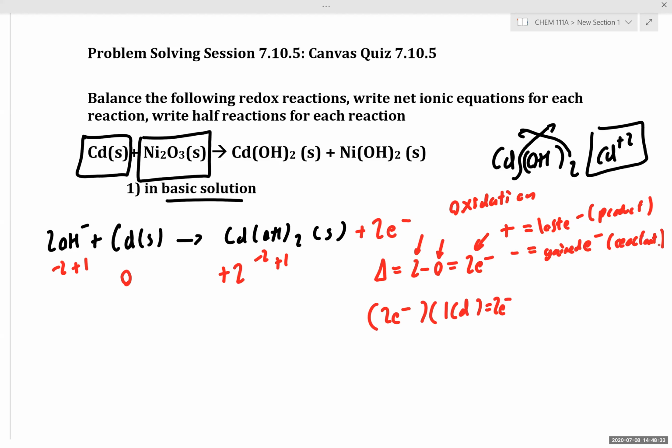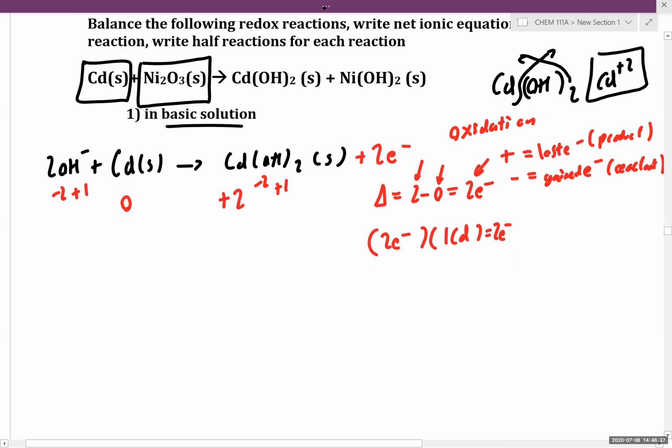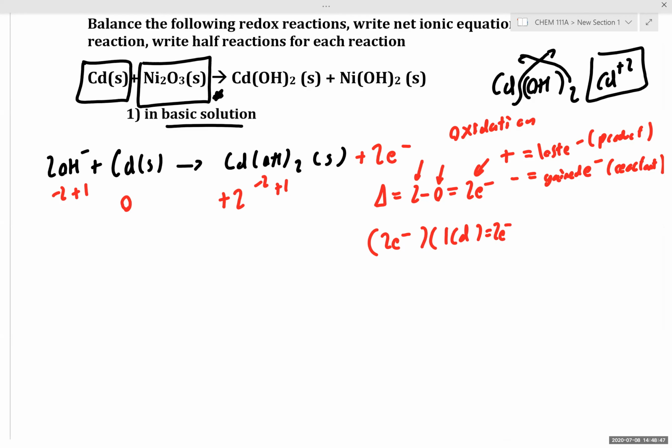No problem, no problem. Let's try to write our second half reaction, and try to apply what we've learned in this example to the nickel 3 oxide half reaction. And we'll discuss that portion of this example in about another 4 to 5 minutes.